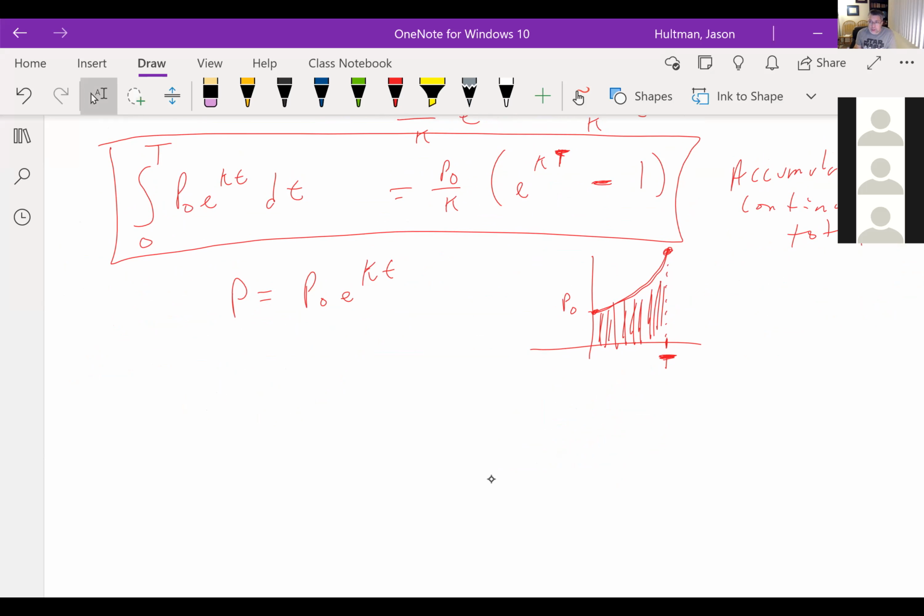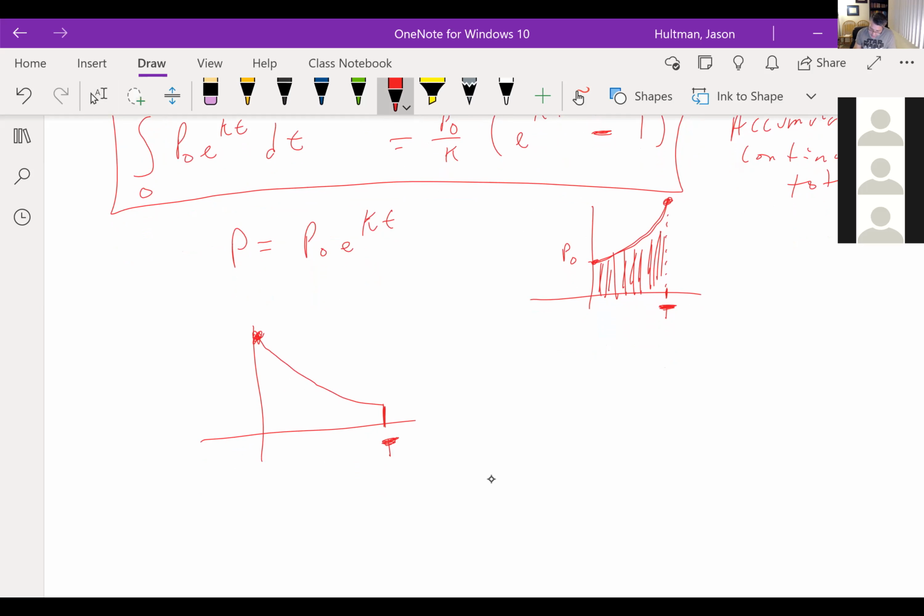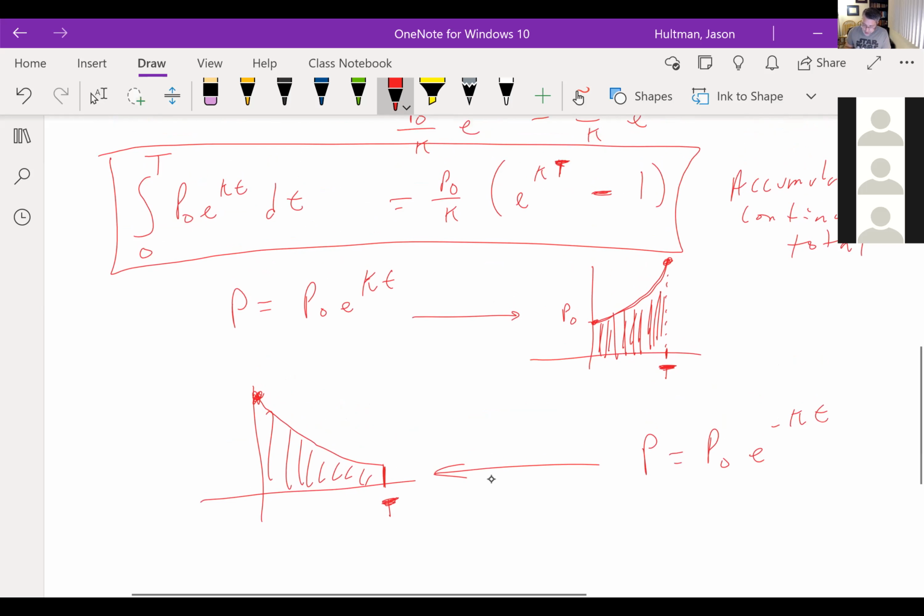Okay, for the sake of time, we could go through the same procedure if we had decay and it went out to t. We could go through the exact same procedure we did before. What would be the decay model? Well, the decay model is going to be P equals P naught e to the negative kt, right? Let's see what happens here.